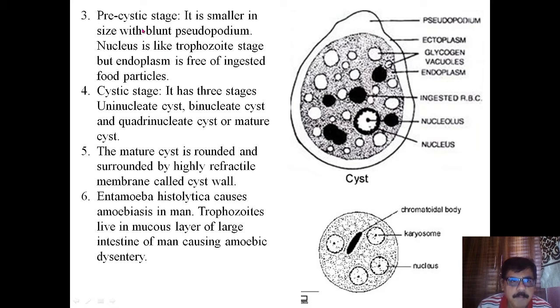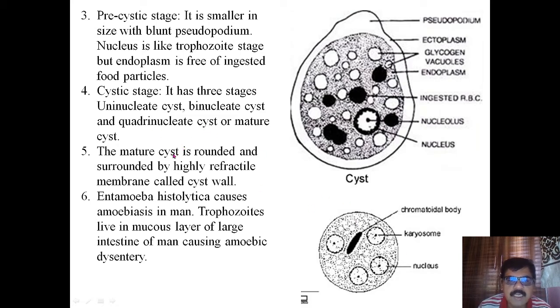The pre-cystic stage is smaller in size with blunt pseudopodia. The nucleus is like the trophozoite stage, but the endoplasm is free of ingested particles. The cystic stage or the cyst has three stages: uninucleate, that is a single nucleus, then binucleate cyst, and the quadrinucleate cyst. This is a uninucleate cyst having a single nucleus. Then this is having four nuclei. This is a quadrinucleate cyst.